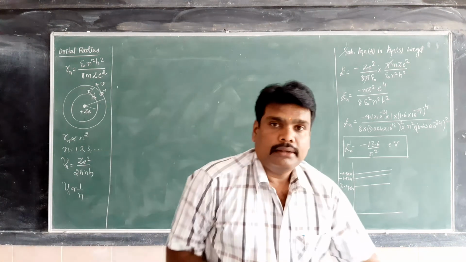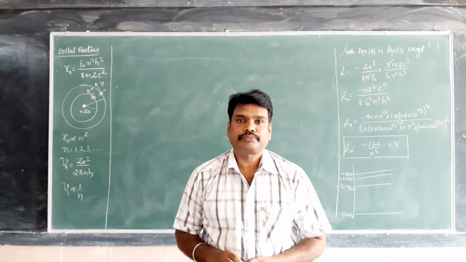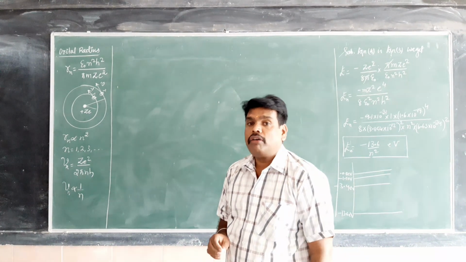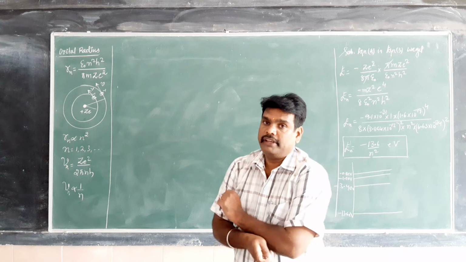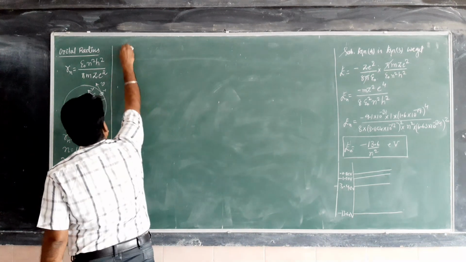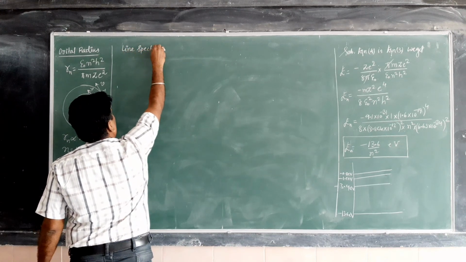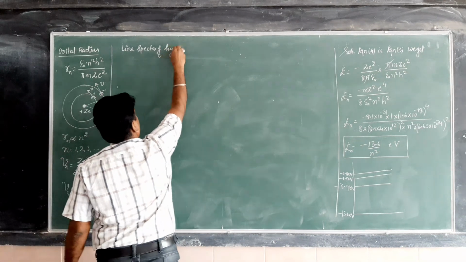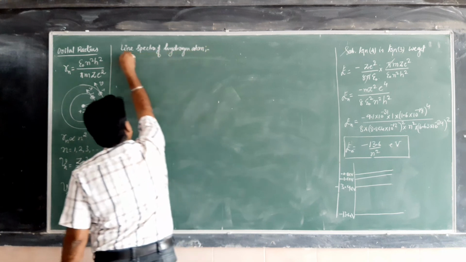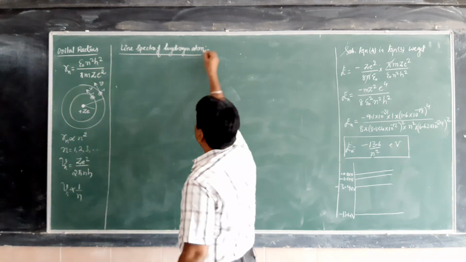So welcome back once again. Now I am going to continue the next derivation, that is line spectra of hydrogen atom. So that is what we call wave number. Line spectra of hydrogen atom, or it is also called the expression for wave number.